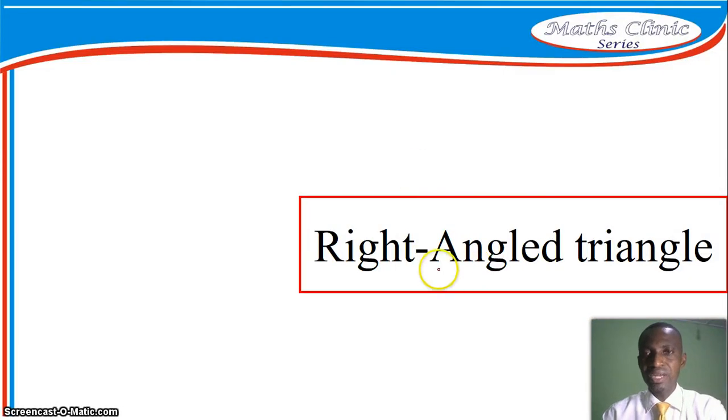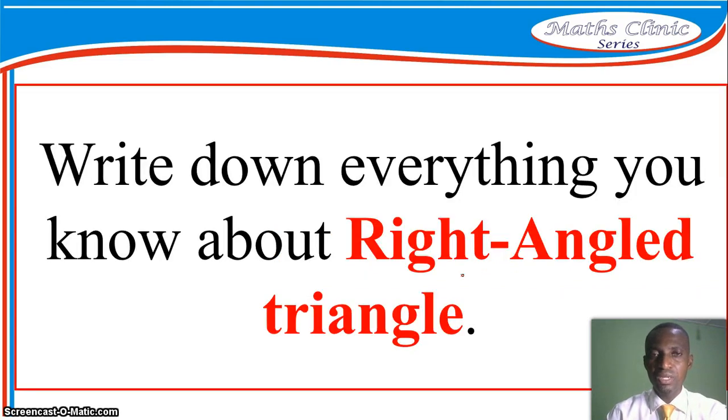Now let's come to the right angle triangle. You know, we said that trigonometry deals with measurement of triangles, but even though we have different types of triangles, equilateral triangle, scalene triangle, and the rest, we are going to predominantly base on the right angled triangle in the whole course of trigonometry. So I want you to pause the video and write down everything you know about the right angled triangle. Write everything you know, and then let's resume.